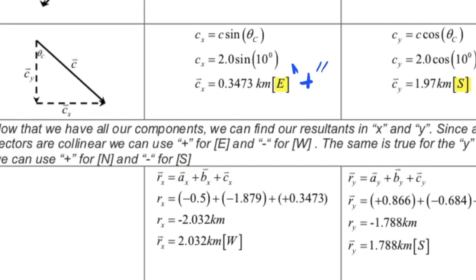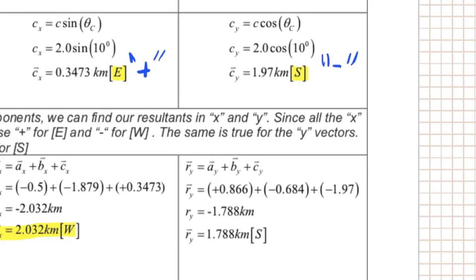So this first line here is in vector notation format. Now we drop the harpoons and then we substitute our values in, making sure that we identify with the correct sign. So AX, that was west, so that made it negative. BX was also west, which made it negative. And CX was east, that made that positive. So your subtotal is going to be negative 2.032 kilometers, or take that negative and convert it into west. Okay, so there's your Rx component.